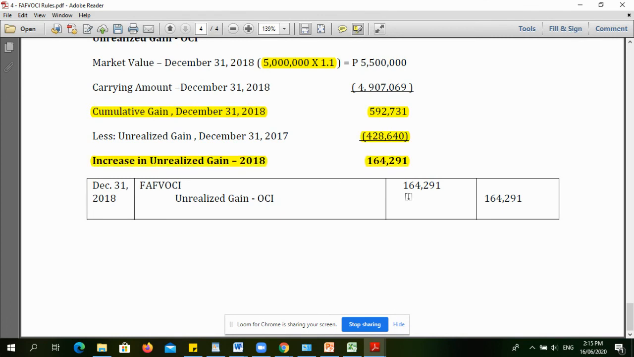Before we end, let's review. I gave two questions. Number 1, how much is the gain in OCI that will be presented in the statement of other comprehensive income? The answer is 164,291. When the question is how much we present in the statement of comprehensive income, it is the increase for the year. For the year, it increased by 164,291.